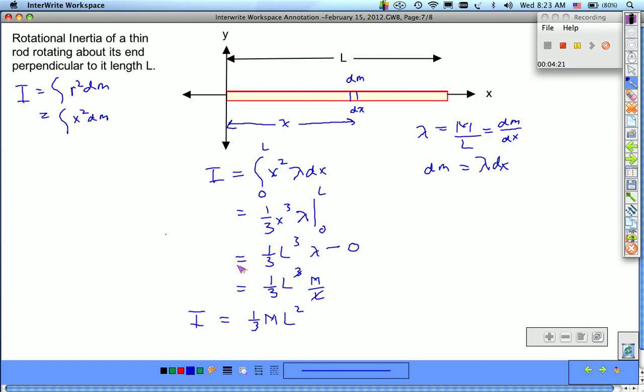That's how you calculate the rotational inertia of a thin rod rotating about its end, perpendicular to its length.